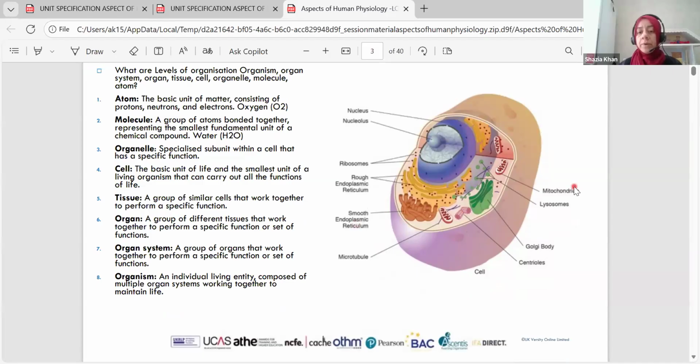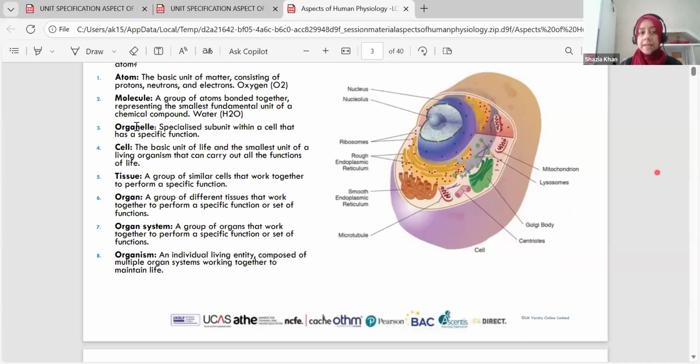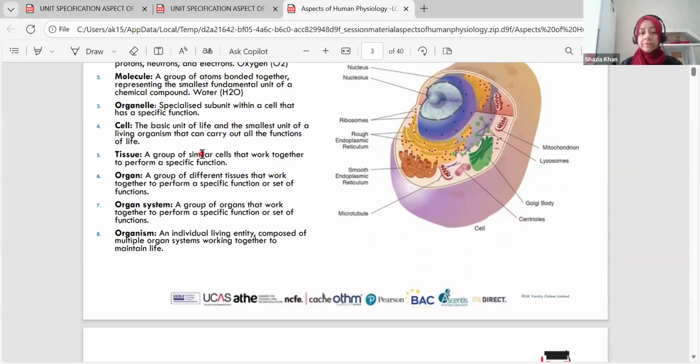This is the figure of a cell where you have different structures within it. So there's a nucleus, and within the nucleus is the nucleolus. You have the mitochondria, the lysosomes. They all have different functions within a cell. So we talked about the cell, which is the basic unit of life and the smallest unit of living organism that can carry out all functions of life.